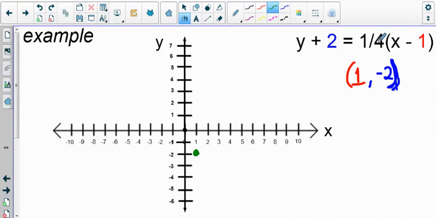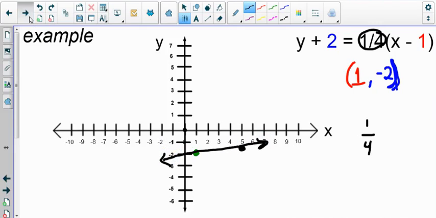All right, and then I use my slope, and my slope is right here, right? 1/4. Since it's positive, I'm going to go up 1, and then I go to the right 4. Up 1, right 4. Okay, because -2 plus 1, -2 up 1 is going to be -1, and 1 plus 4 is going to be 5. So there we go. There's my new line, and that's how you do it.